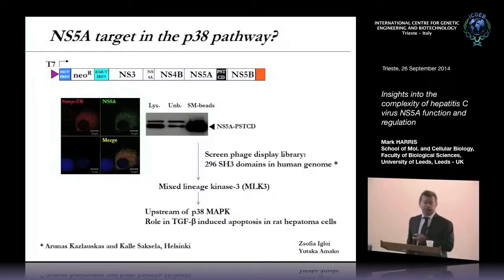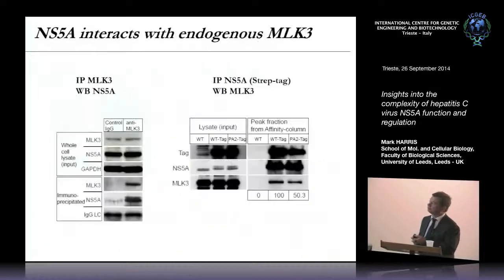We identified a number of proteins from this screen, but one of these was a protein called mixed lineage kinase 3, or MLK3. MLK3 turns out to be upstream of P38 MAP kinase. It's involved in the induction of apoptosis in rat hepatoma cell lines. So we figured that this might be the kinase that was interacting with NS5A that might be involved in this process.